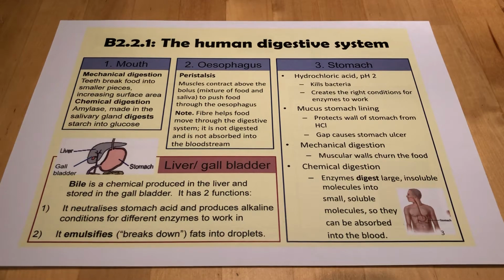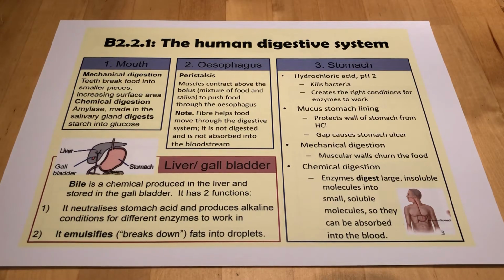The protease enzymes, because it's protein that gets broken down in the stomach, need acidic conditions in order to work most effectively. The stomach, because it contains all of this acid, has a mucous stomach lining which protects the stomach from the acid. Any gaps in this, if the mucus deteriorates, will cause a stomach ulcer when the acid hits the stomach wall.